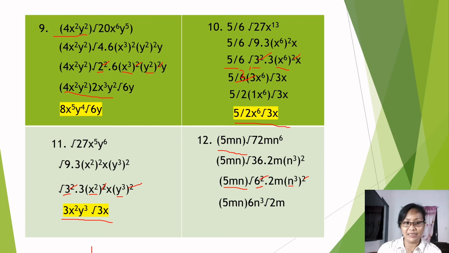Then multiply the terms outside the radical sign. We have 5 times 6 is 30, m, n times n cubed, copy the base n, and then add the exponent. 1 plus 3 is 4. And then, of course, our radical sign, square root of 2m. Therefore, our final answer is 30m n to the 4th power square root of 2m.